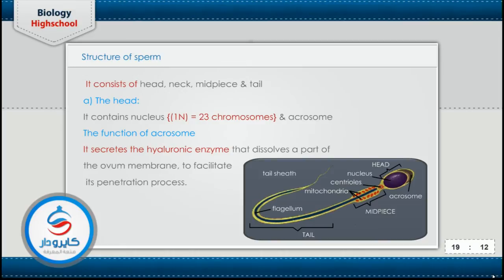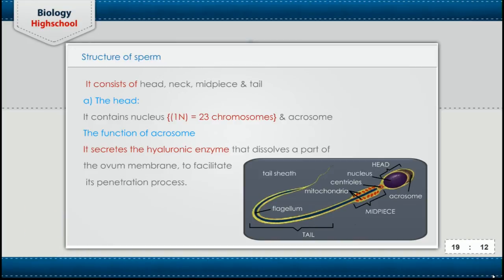The hyaluronidase enzyme is responsible for dissolving the hyaluronic acid that helps attach the coat around the mature ova. The mature ova surround themselves with a thick coat of cells. The coat of cells adheres to the ovum by the hyaluronic acid. But the hyaluronidase enzyme released from the acrosome dissolves the hyaluronic acid and removes the coat around the ovum.